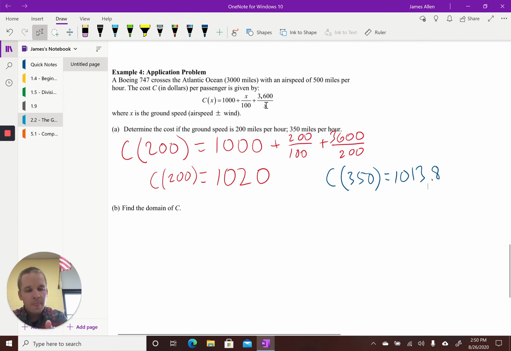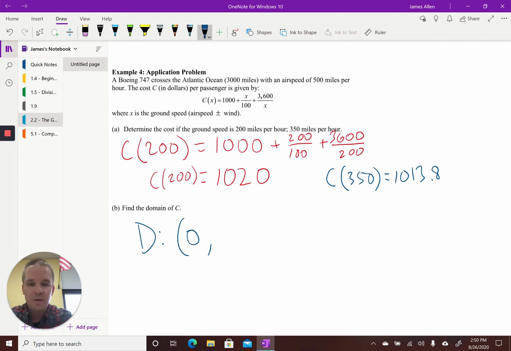But we're not going to have a negative ground speed. That would be going backwards, I guess. I don't think planes work that way, at least not a 747 to my knowledge. So our domain is going to have to be larger than 0. It can't be 0, it can't be negative. And because we don't really know enough information about this airplane, I'm just going to throw that to infinity.